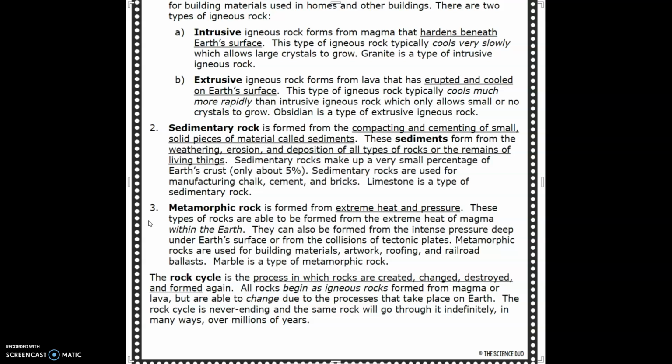The rock cycle is the process in which rocks are created, changed, destroyed, and formed again. All rocks begin as igneous rocks formed from the magma or lava, but are able to change due to the processes that take place on Earth. The rock cycle is never ending, and the same rock will go through it indefinitely in many ways over millions of years.